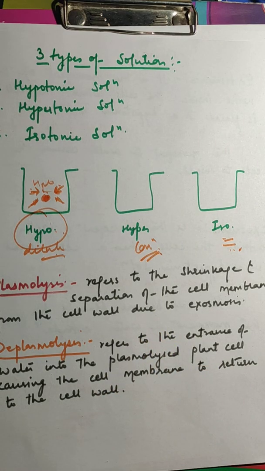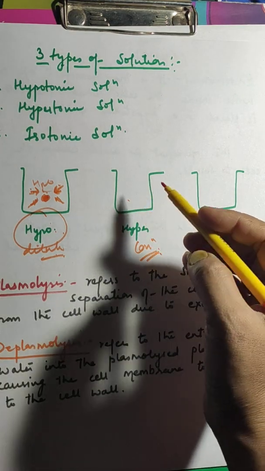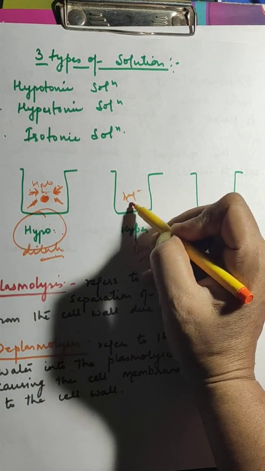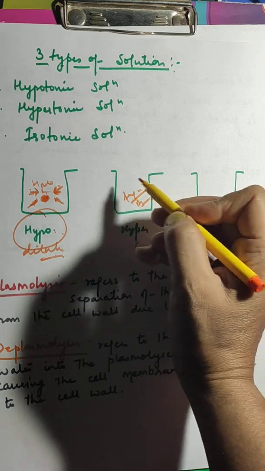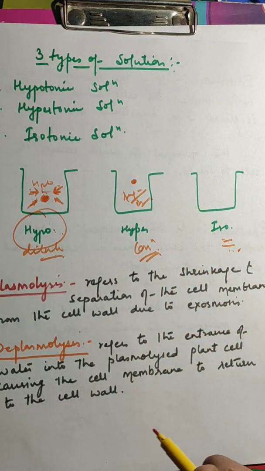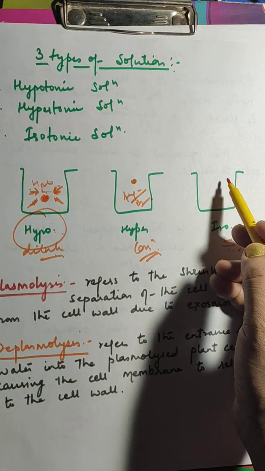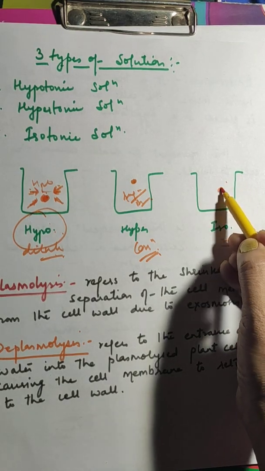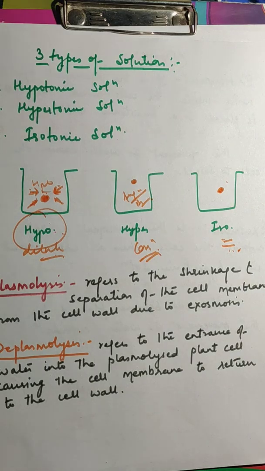And a hypertonic solution is always a sugar solution or a brine solution. So once you place the cell, what will happen? The cell will always shrink. And when placed in an isotonic solution, there will be no change. So these are the three types of solutions: hypotonic, hypertonic, and isotonic.